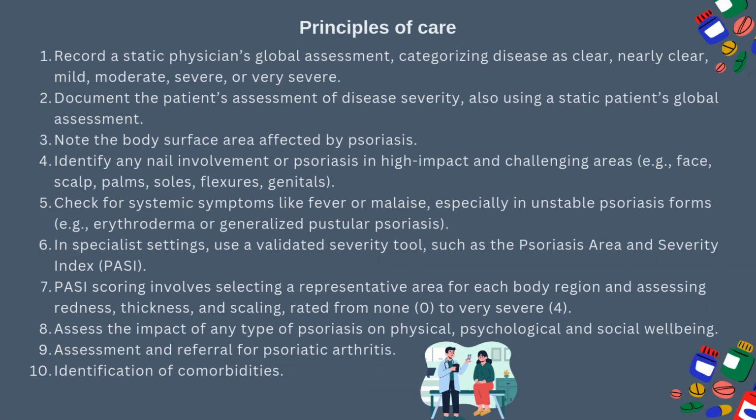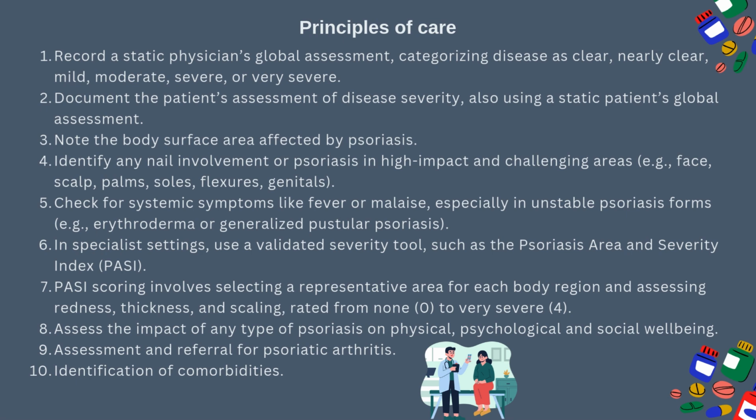Record a static physician's global assessment, categorizing disease as clear, nearly clear, mild, moderate, severe, or very severe. Document the patient's assessment of disease severity, also using a static patient's global assessment. Note the body surface area affected by psoriasis. Identify any nail involvement or psoriasis in high impact and challenging areas, e.g., face, scalp, palms, soles, flexures, genitals. Check for systemic symptoms like fever or malaise, especially in unstable psoriasis forms, e.g., erythroderma or generalized pustular psoriasis.